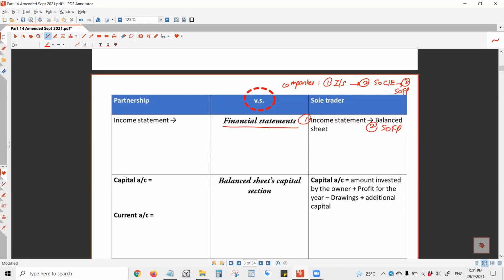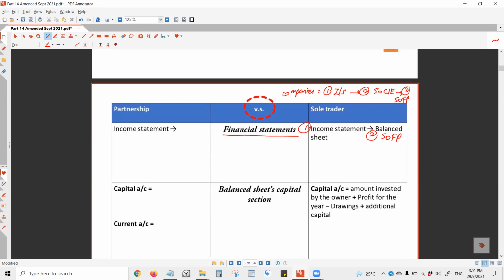And then for partnership, you have 4 things. So you can see the overview here, the comparison between different organizations. Sole trader, companies, and now we are looking at partnership. What about clubs and societies? For clubs and societies, I didn't go through with you. For income statement, you don't call it an income statement anymore. You call it income and expenditure account, followed by SOFP. As simple as this.